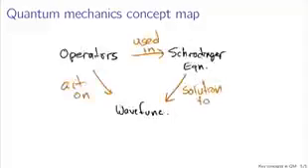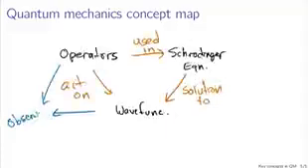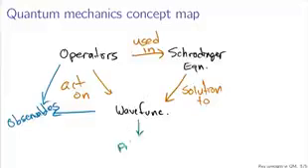Now I mentioned operators acting on the wave function. What they give you when they act on the wave function is some property of the system, some observable perhaps. And the other key fact that I mentioned so far is that the wave function doesn't describe the system perfectly, it only gives you probabilities. So that's our overall concept map.